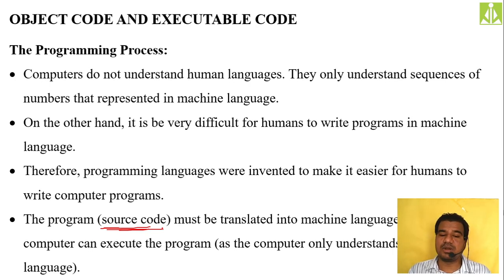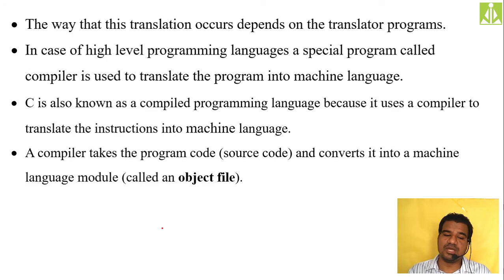Okay, the program, the source code, must be translated into machine language before giving it to the computer. The way this translation occurs depends on the translator program. Whether we are using a compiler or an interpreter, the translation process is entirely dependent on the type of translator program we are using.